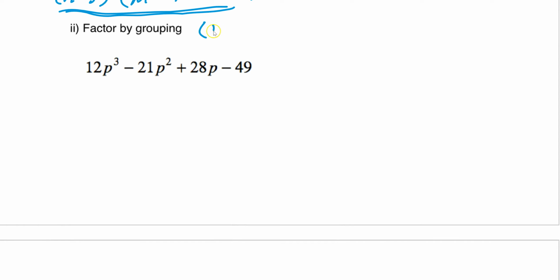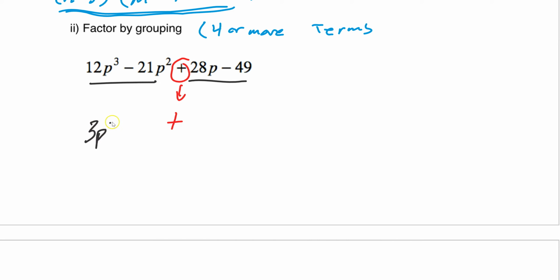You do the same thing when you have 4 or more terms. If you have 4 or more terms, we're going to factor by grouping. And all that entails is you want to group the first 2, the last 2. We always bring down the middle sign. So in the first 2 here, they both have a 3p squared in common. Right? And you divide by 3, you get 4p. Divide by 3, you get minus 7. Over here, they both have a 7 in common. And you get 4p minus 7.